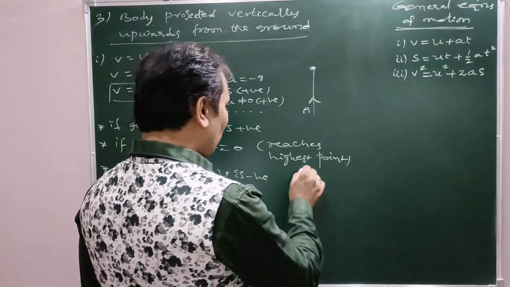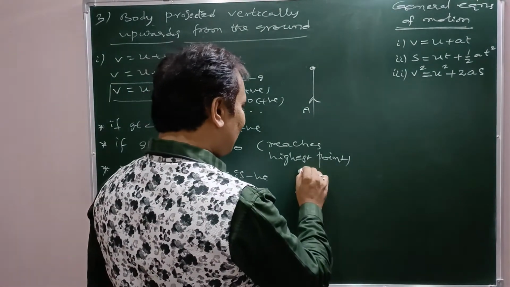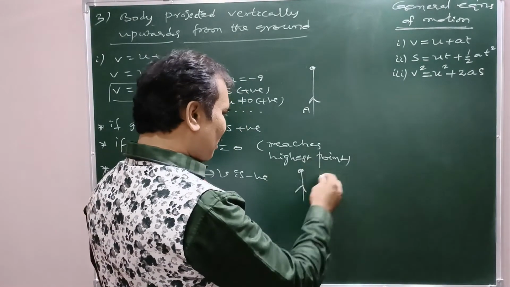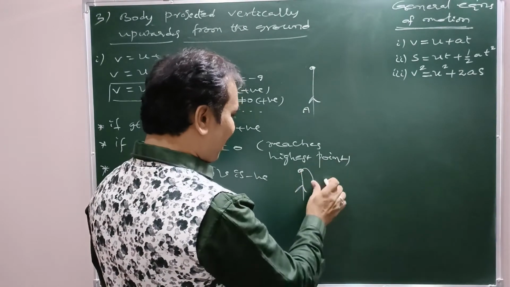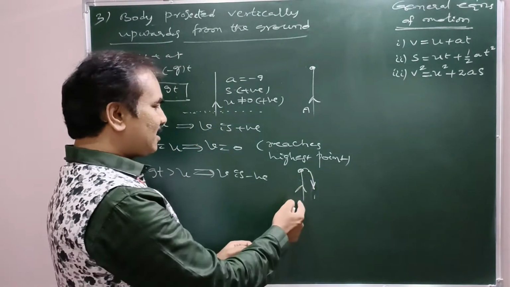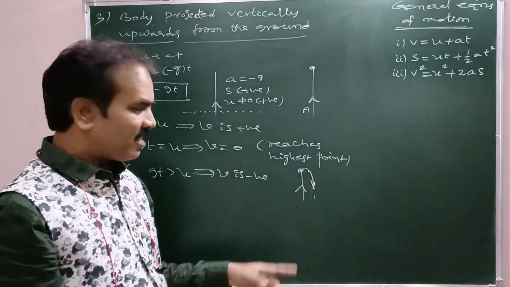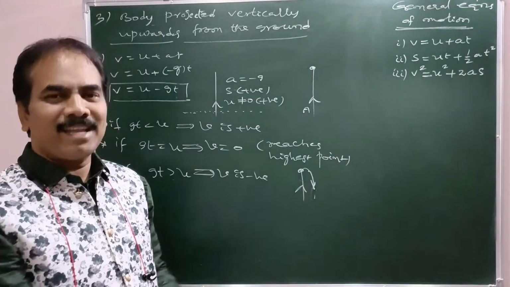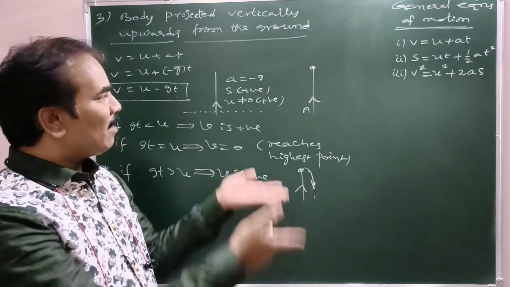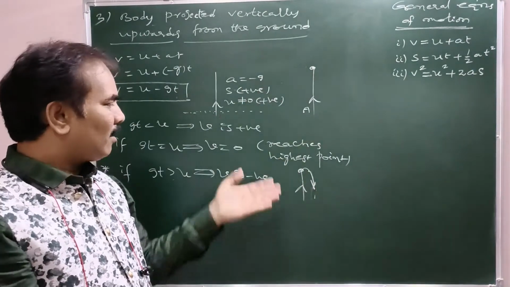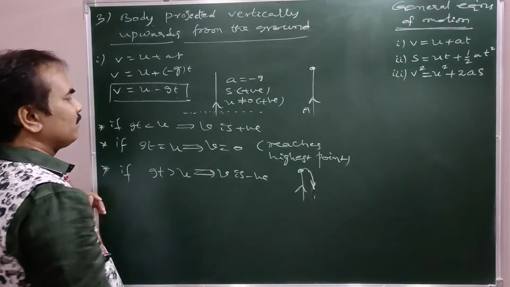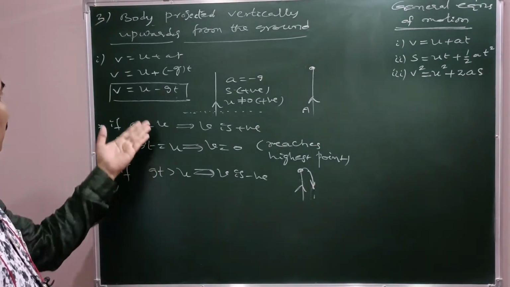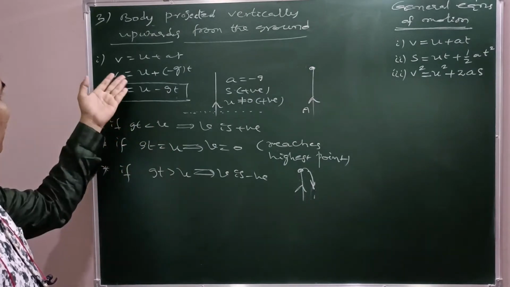It means the body goes up, reaches the highest point and retraces along the same path. See here, this is the initial direction, this is the final direction after retracing. So v is negative in the sense that the body is in descending motion, going up, reaching the highest point and further retracing. That is the inference, right? That is the background behind this equation. Am I right?